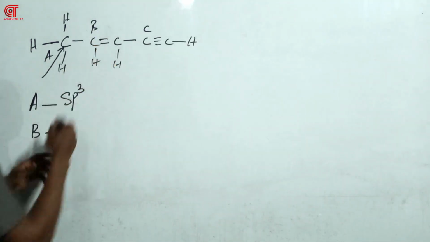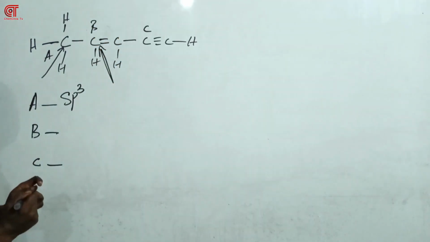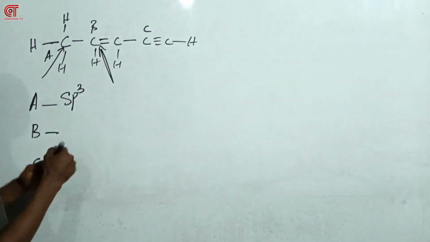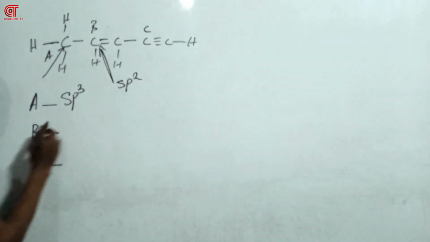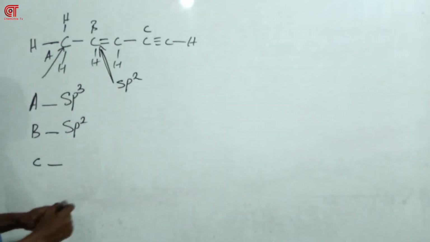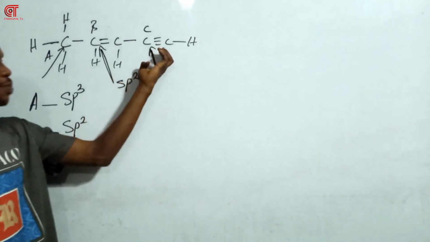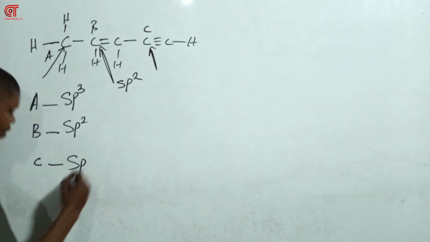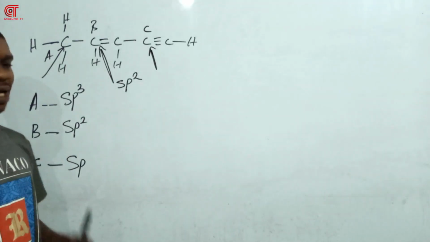Now B contains a double bond. Do you get that? Whenever a carbon contains one double bond, it's called sp2. So carbon B, the second carbon, is sp2. Now, what about C? C contains a triple bond, and when I say a triple bond, it is sp.